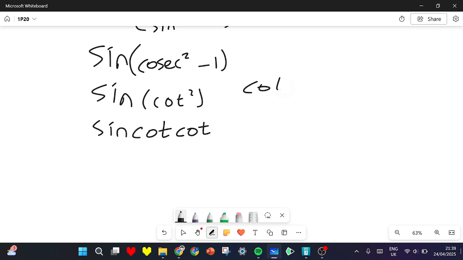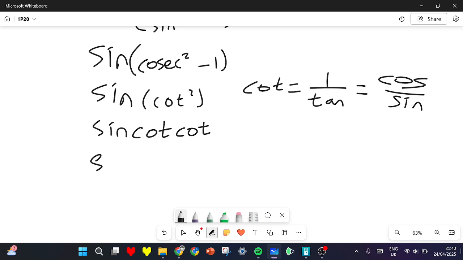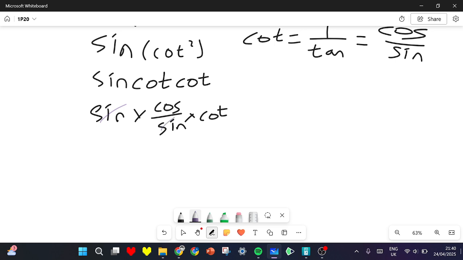And then I rewrote cot in terms of sine and cos. So cot is the same as 1 over tan, which is the same as cos over sine. So if I do that, I got sine times cos over sine times cot. And then the sines cancel out and you get cos times cot, which is the same as the right hand side.